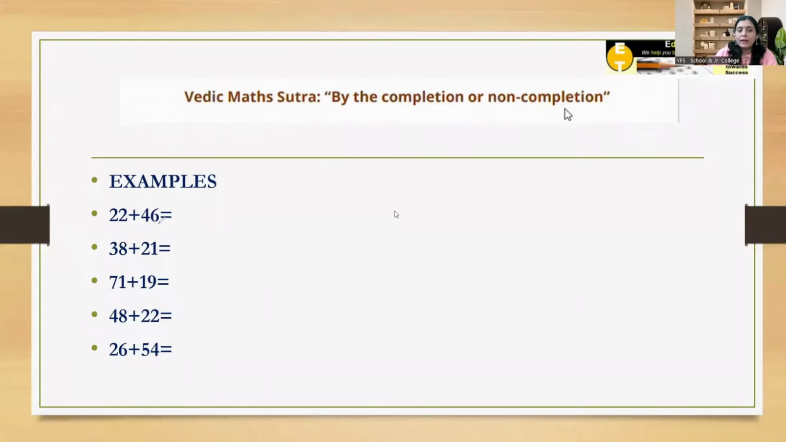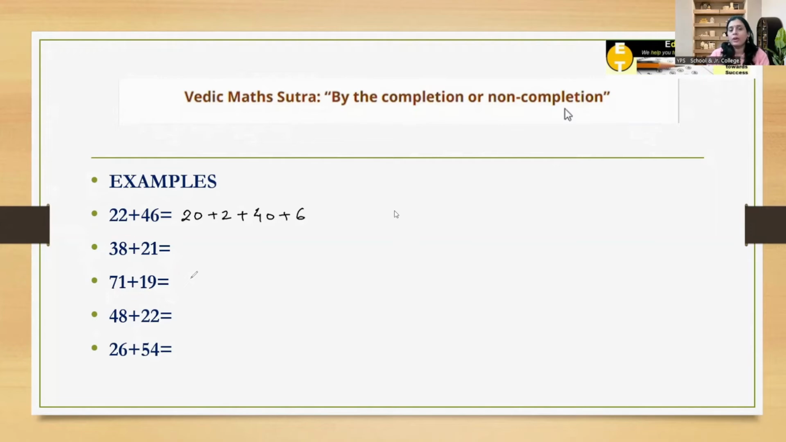So instead of writing 22 and 46, I am going to write 20 plus 2, and 46 I am going to write as 40 plus 6. Now we are just starting, that's why I am writing it. Otherwise, once you get the practice of this, you will be a master in this. Mentally, you can do all this calculation.